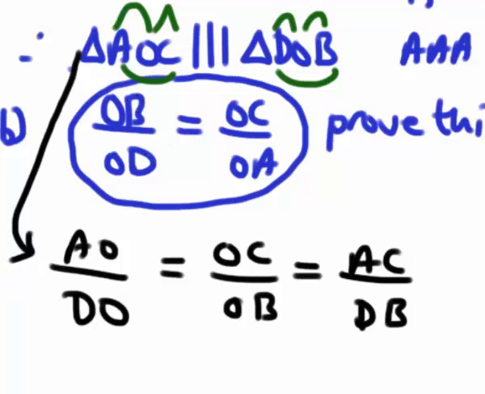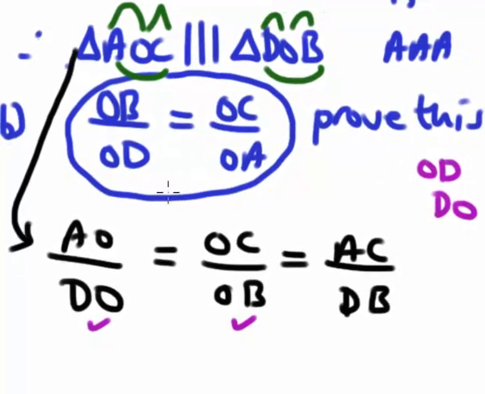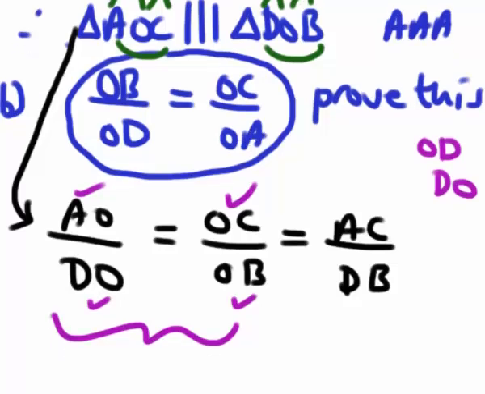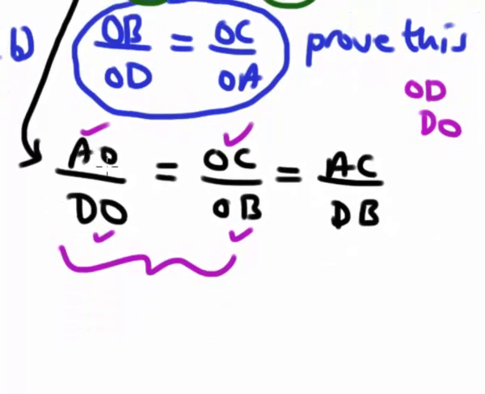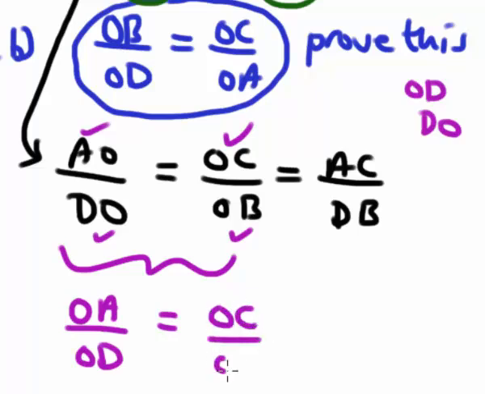Now let's see, what do we want in our proof? I'm going to go to a different color here. We've got OB. Where's OB? Well, there's OB. OD is there, or DO is the same. Remember, OD and DO are pretty much the same. We've got an OC and an OA there. So this is going to help us get to that. Now, how do we do it? Let's make it OA over OD is equal to OC over OB, so we've got the order right.